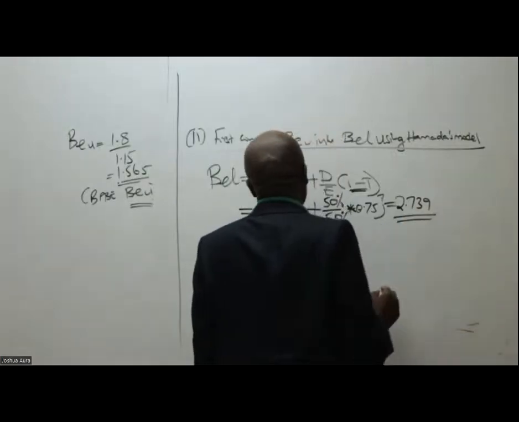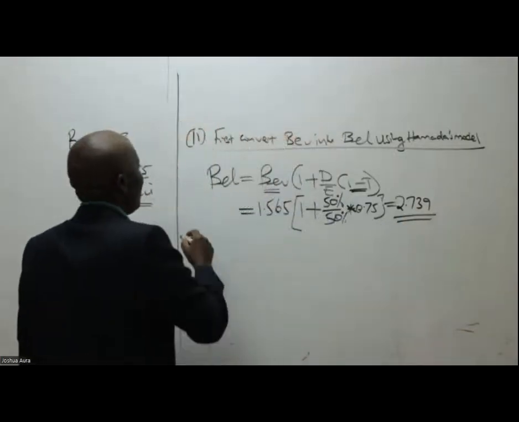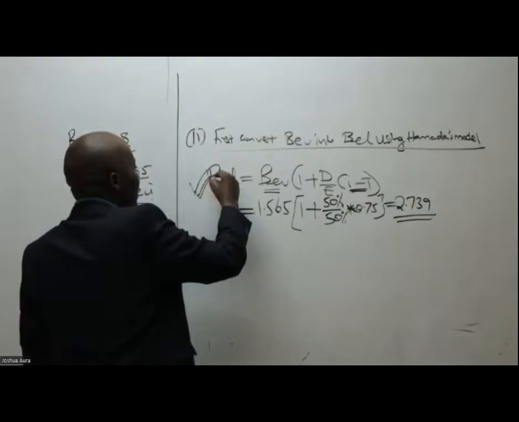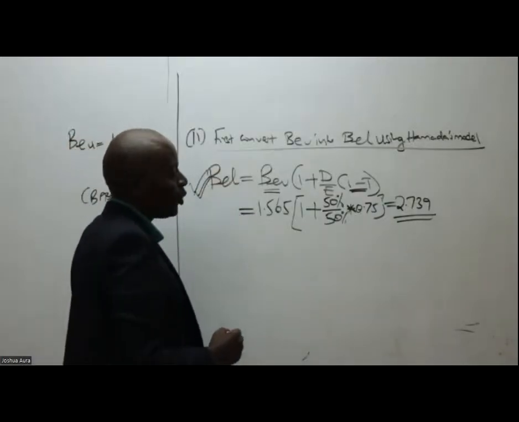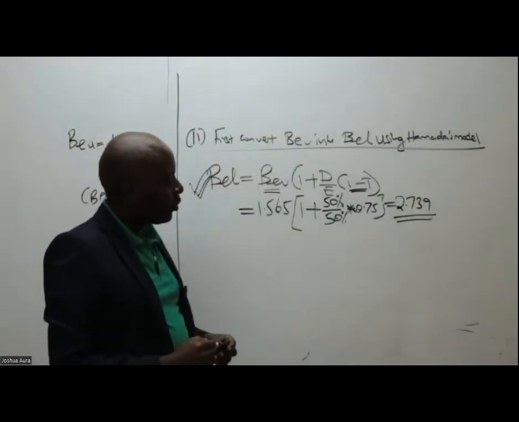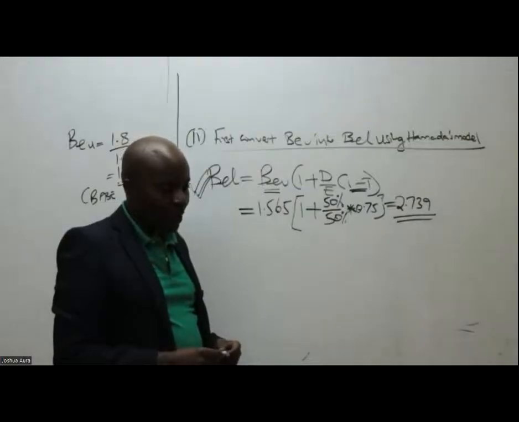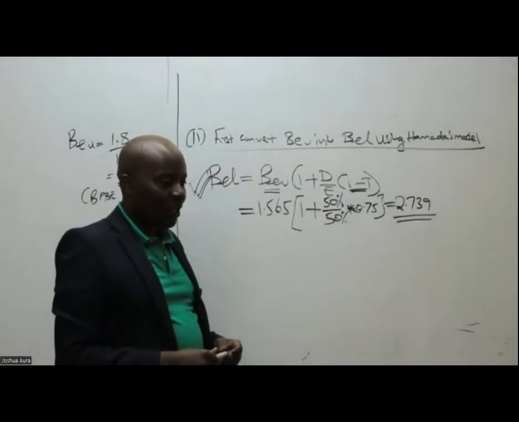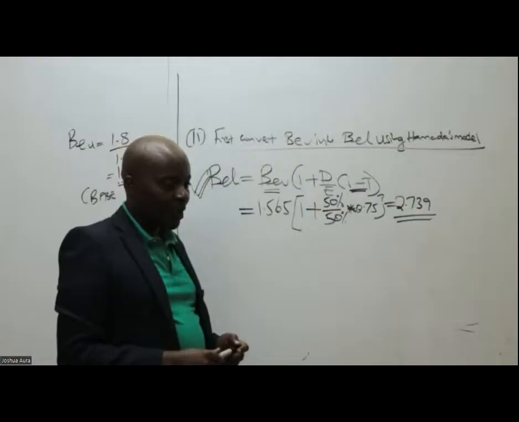2.739, like that. Now, having gotten this BEL, having worked this out with Hamada's model, what do you think will be the next step? Naomi is getting quite a different answer.